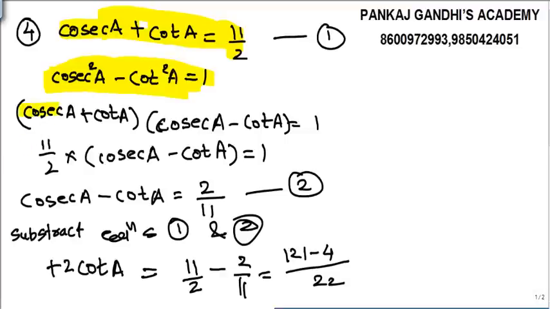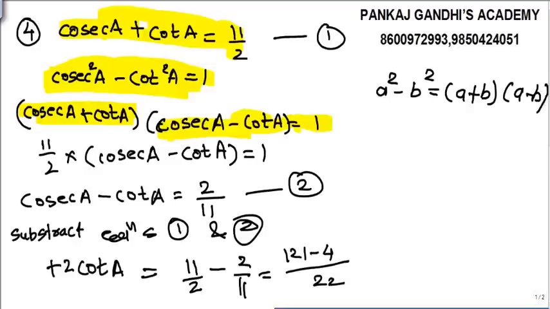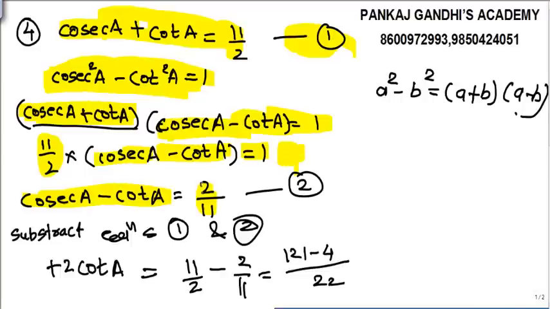So we can write this equation as cosec A plus cot A, similarly cosec A minus cot A. Why? Because we know that A square minus B square is equals to A plus B and A minus B. We know this relation. So we can write this cosec square A minus cot square A as cosec A plus cot A times cosec A minus cot A is equals to 1. So from equation 1, we can write this cosec A plus cot A as 11 by 2 is given, and cosec A minus cot A is equals to 1. So obviously cosec A minus cot A is equals to 2 by 11, because this 11 by 2 on the right hand side will become 2 by 11.